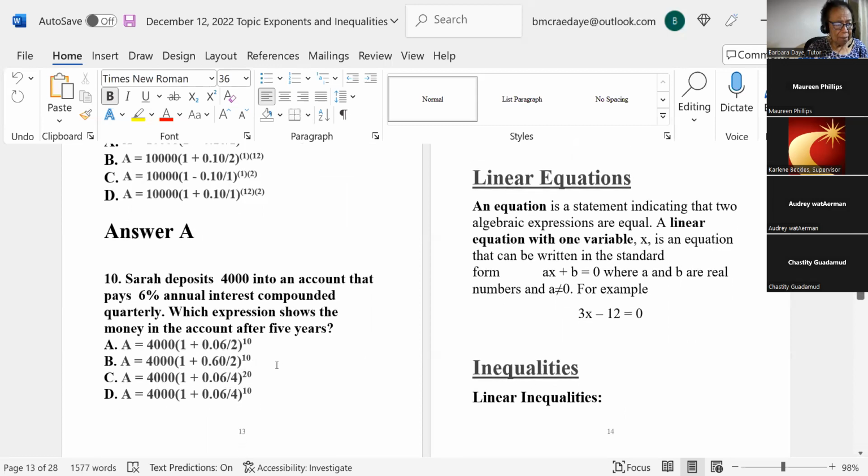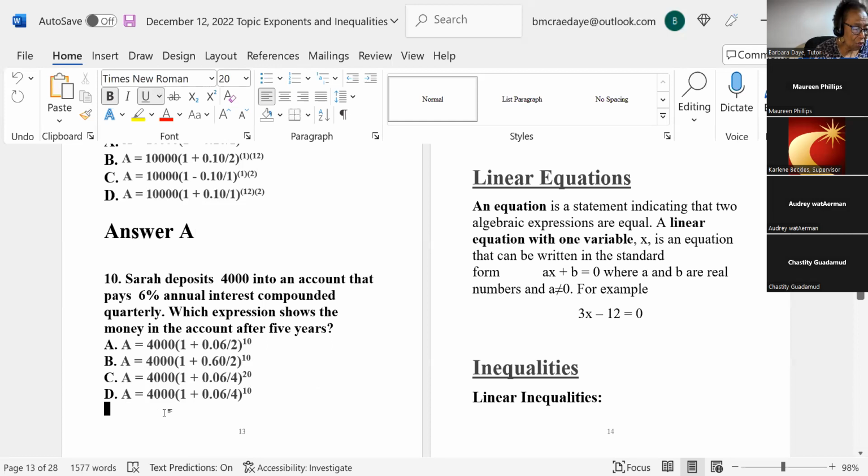Number 10. Okay, now this was another compound interest problem. Audrey, you had that one correct. The money in the account after 5 years. Because quarterly is 4, and 4 times 5 is 20. So the answer for number 10 is C.